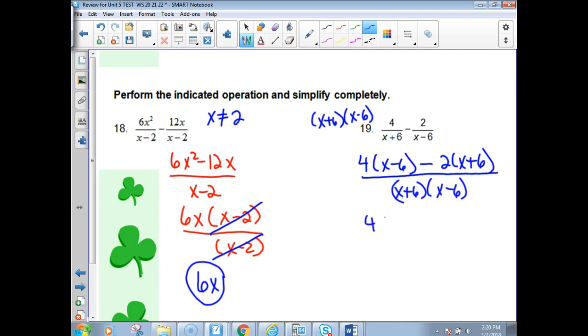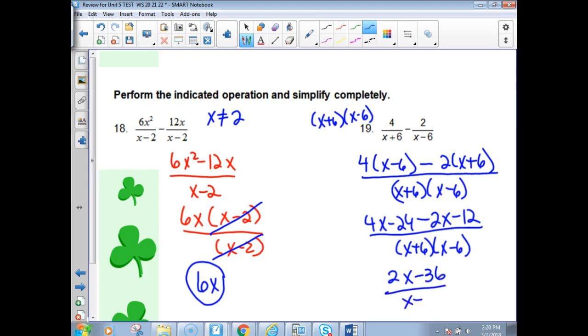All right, distribute. You get 4x minus 24 minus 2x minus 12. That will be over x plus 6 times x minus 6. 4x minus 2x is 2x. Minus 24 minus 12 is minus 36. And then you have your denominator x plus 6 times x minus 6. Now, if you were to factor out a 2 from the numerator, would it do anything to help you reduce? No, so we can just leave it at this.